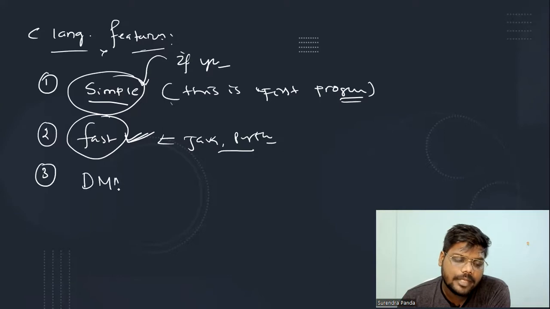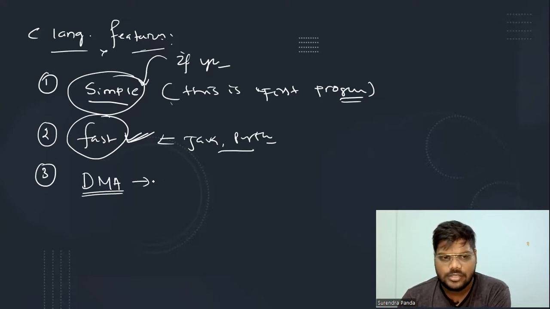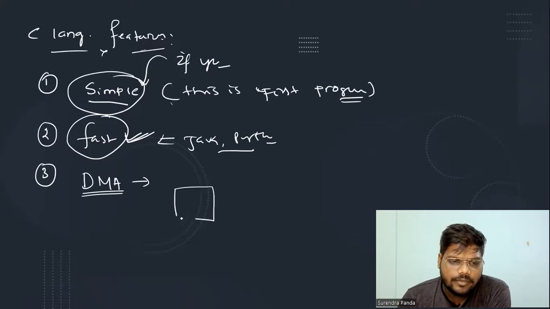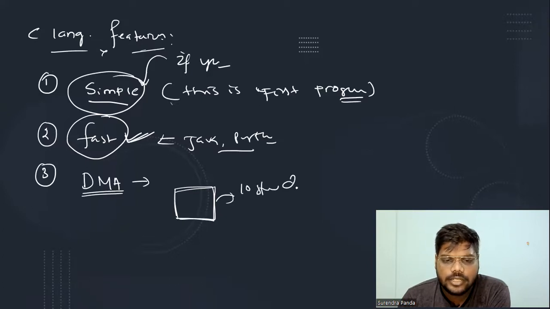Next, if we talk about the C language, there is a concept called dynamic memory allocation, DMA. It means at execution time, we can increase or decrease the size of the memory. So what is the meaning of this? Suppose I developed one program, and I'm executing it and storing 10 student data. Don't worry about what execution time is.